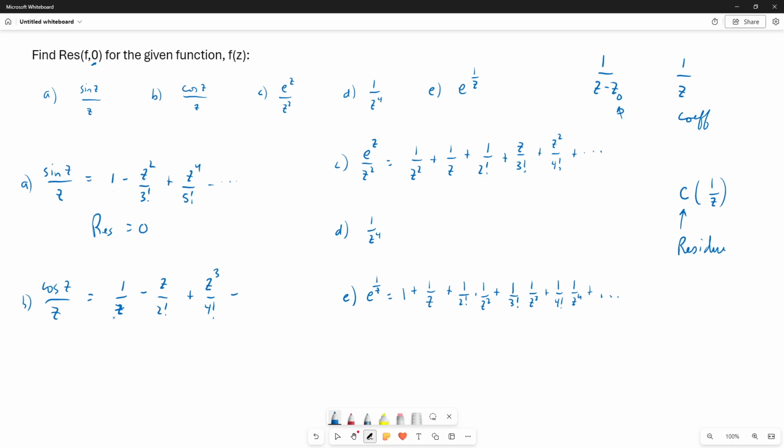In the second example, part B, we have cosine z over z. We do have a term that has a z to the first power in the denominator, and the coefficient of that is just 1. So the residue of this function at the origin is 1. The coefficient is 1.